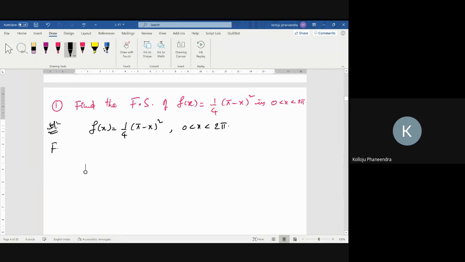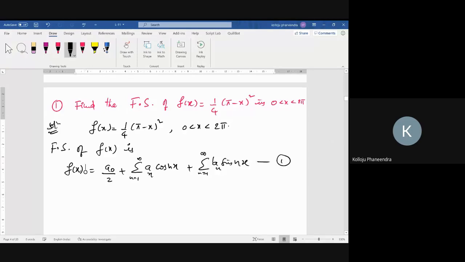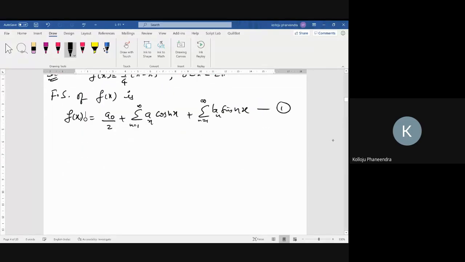First, write the Fourier series of f of x: f of x equal to a naught by 2 plus summation an cos nx plus summation bn sin nx. Always n is from 1 to infinity over the summation. Take this as equation 1. What is the a naught formula in 0 to 2 pi? 1 by pi, integral 0 to 2 pi, f of x dx.